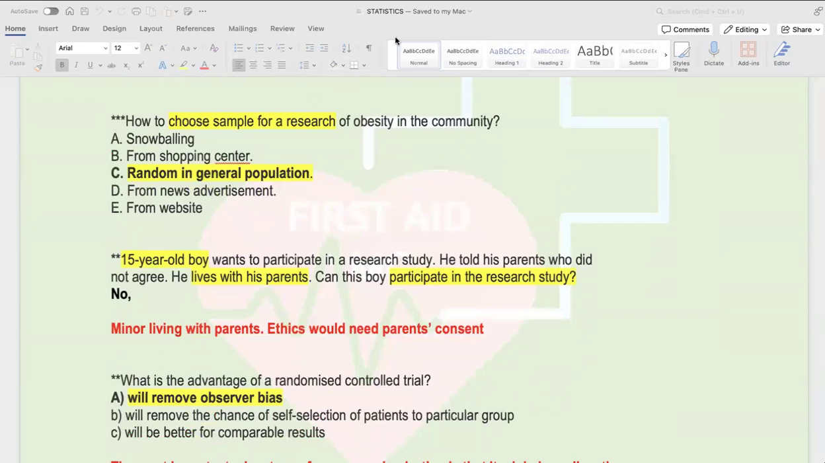How to choose a sample for research of obesity in a community. So sometimes a question asks this type of thing: how are you going to choose a sample? The best way to choose a sample is random. So randomized in a general population is the best way to choose a sample for anything.